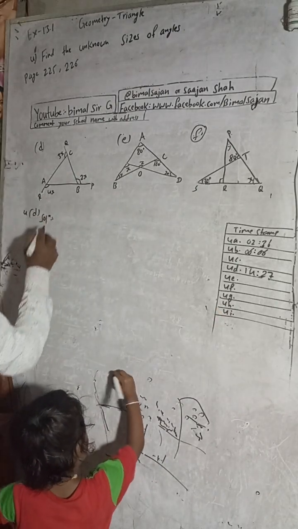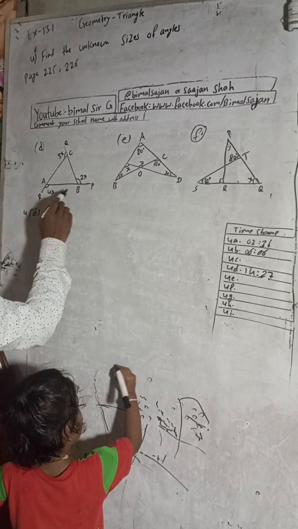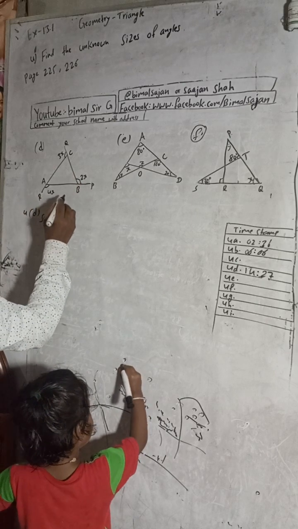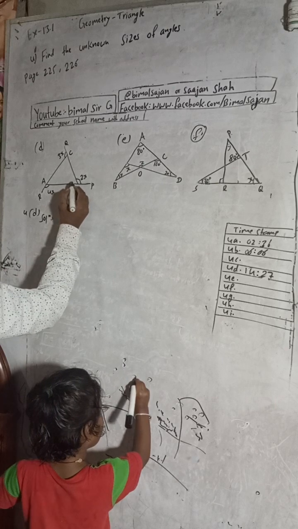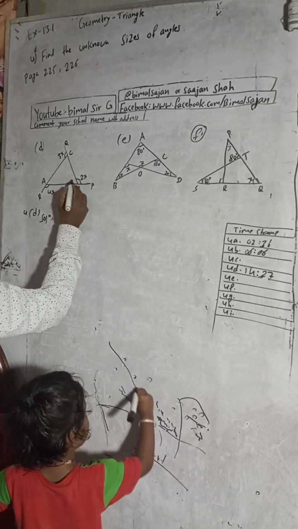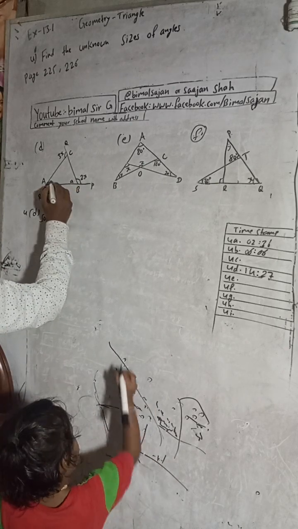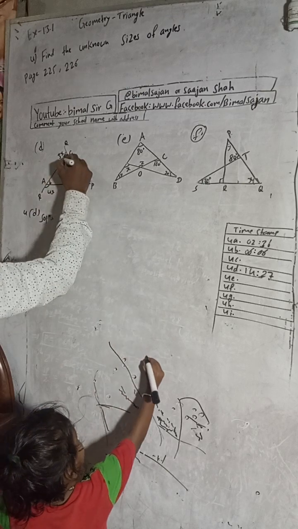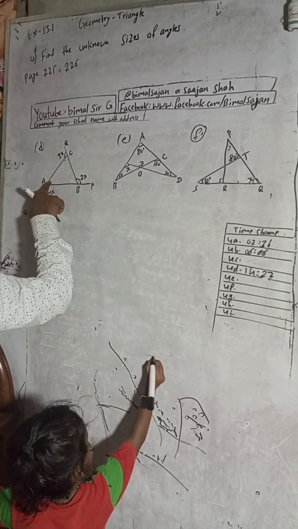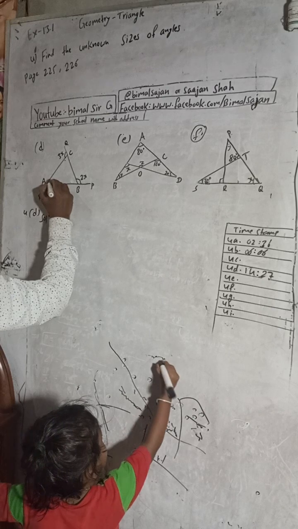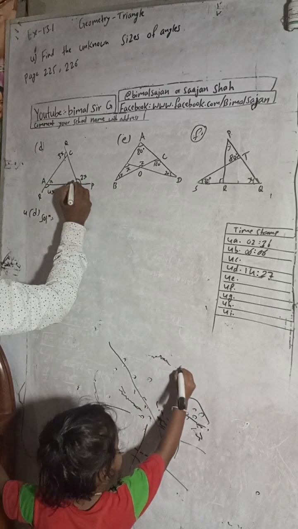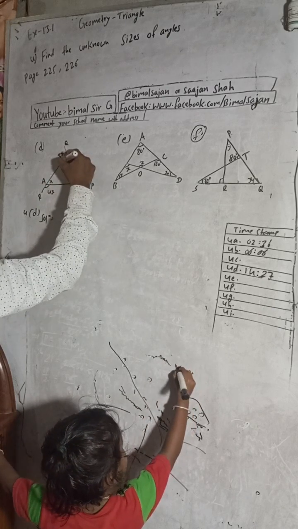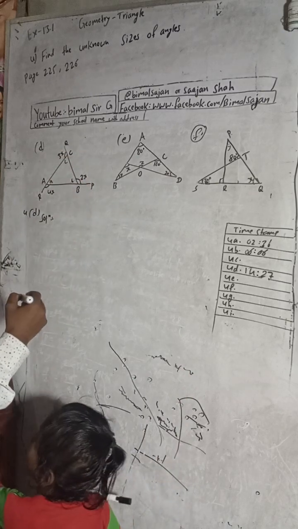Now here, suppose this is our A angle. This is our B, and this is our C. I will write here again. This angle is A, this angle is B, and this angle is C.